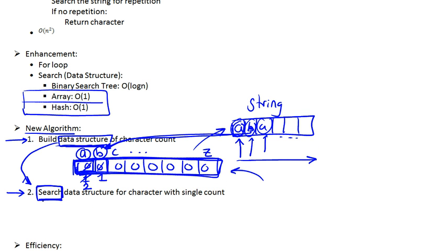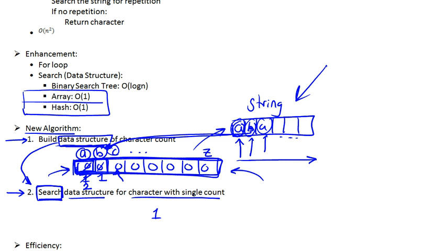So this is setting the stage for the second step, and the second step is basically just searching that data structure for a character count with a single count. So we're going to be searching within that data structure for a character having an index or a cell value or a character count of 1. What does this mean? It means that it is a non-repeated character. It only appears once in the string.